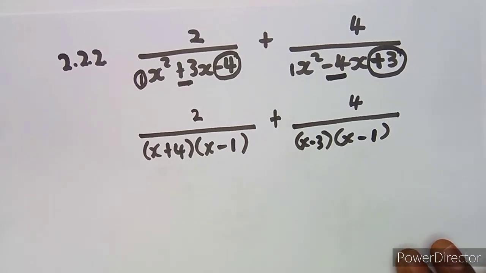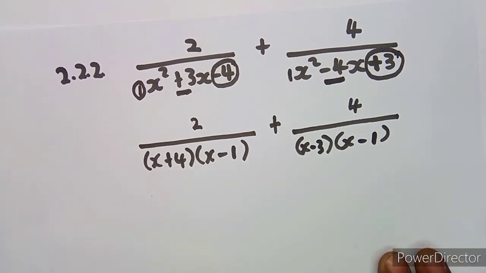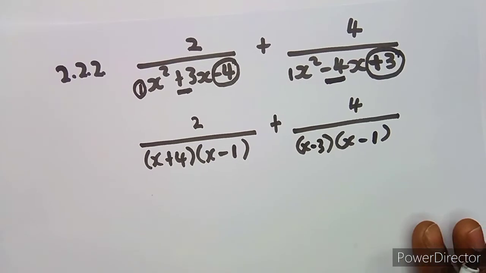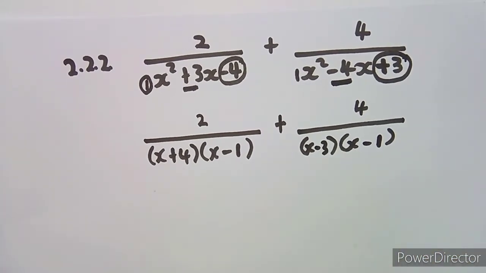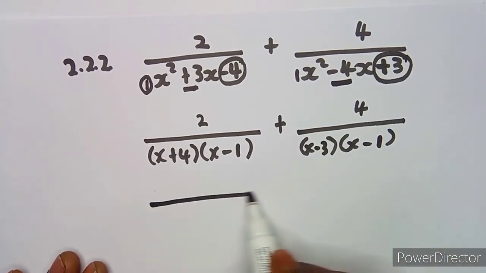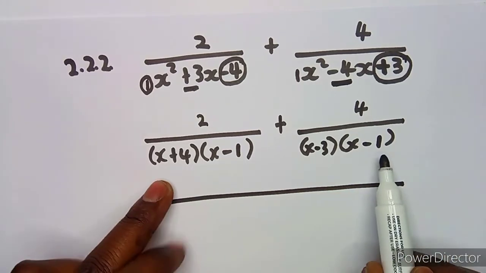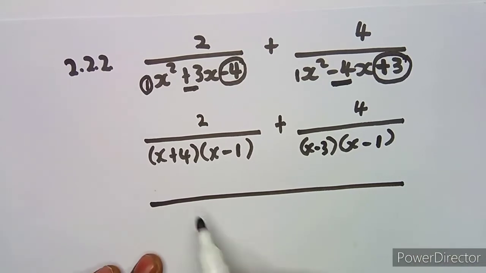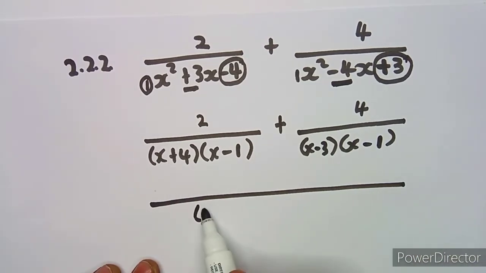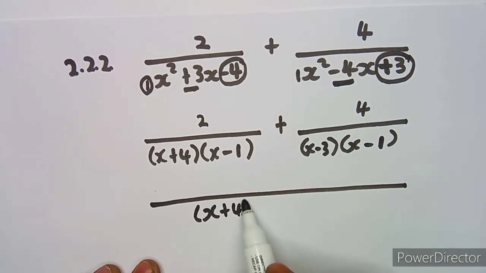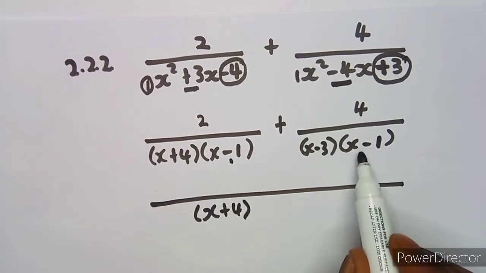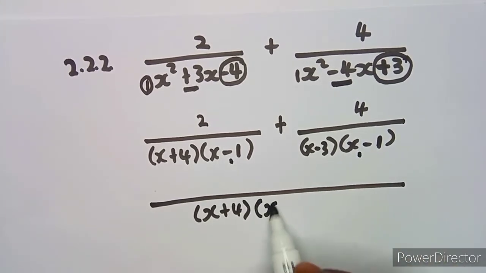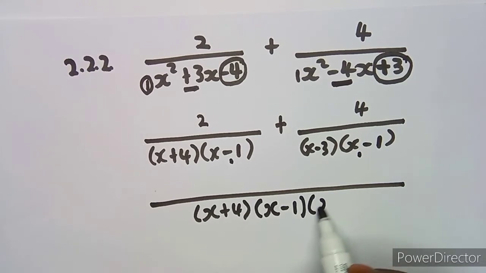Remember, when you are adding or subtracting, you keep the denominator. You don't throw away these denominators, you keep them. So you are going to find the LCD, which is the lowest common multiple of all the denominators here. So you take the LCM. Remember, LCM, you take everything. X plus 4. X minus 1 is the same as here, so you just write it once. X minus 1, x minus 3. That is your LCD or your LCM.